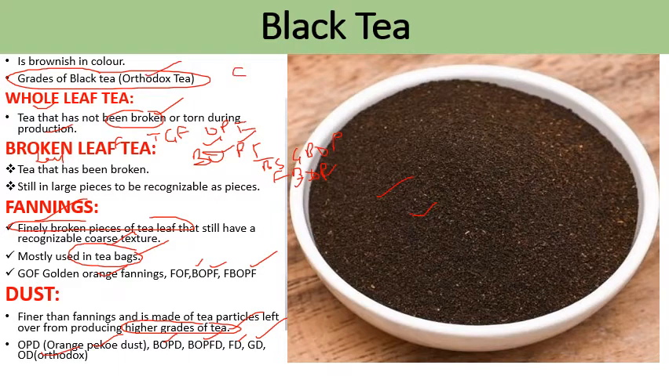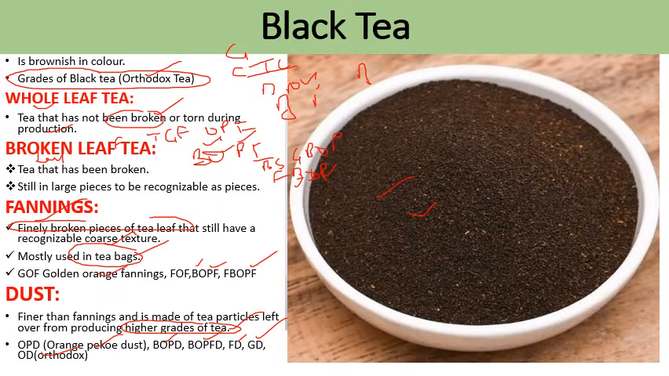Similarly, we have the other type of tea that is mostly produced by that process, that is CTC, that is crushing, tearing and curling method. So the grades of CTC tea are also similar to that of the orthodox tea. For this we use the terms for broken CTC. We use the term BP, that is broken pekoe. Then we have BOP, that is broken orange pekoe. Then BPS, that is broken pekoe souchong.